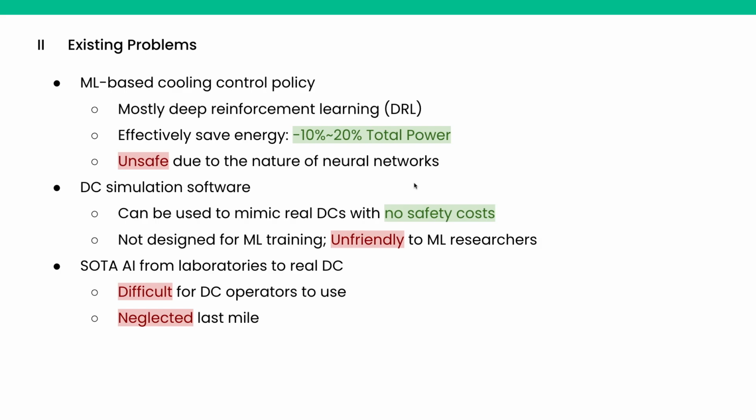Therefore, recent studies proposed ML-based cooling control policies. They are mostly deep reinforcement learning, or DRL in short. They are considered effective and can save 10 to 20% of the total power through experiments in laboratories. However, despite them being so promising, little of them are actually deployed in the real world due to safety reasons.